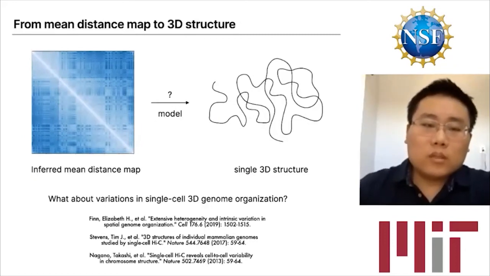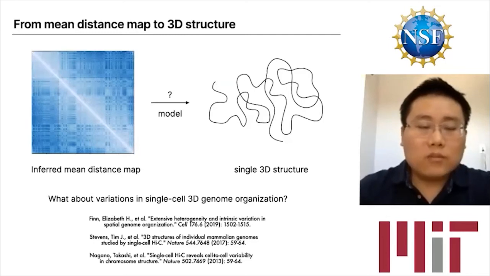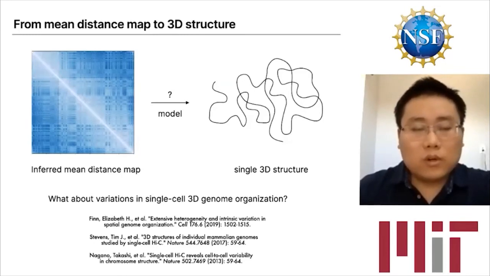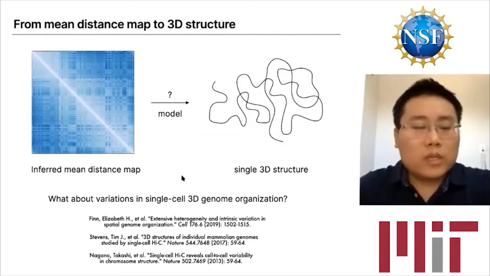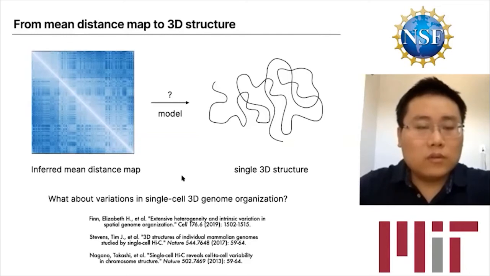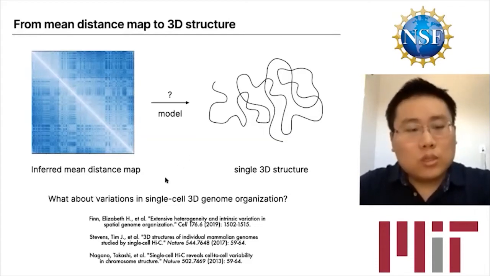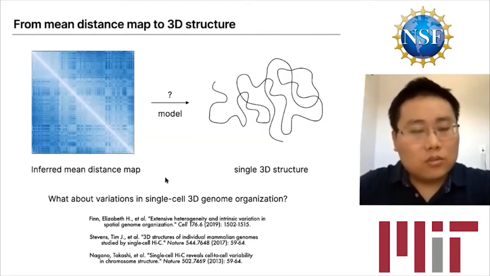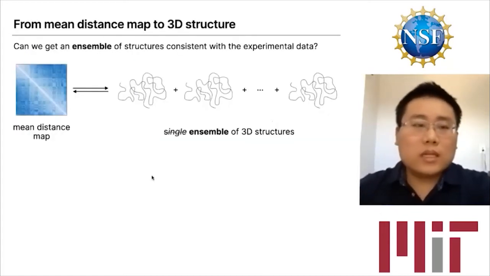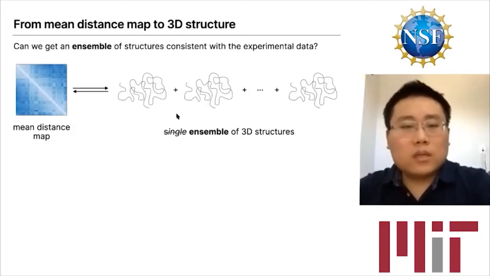So when people think about the 3D structure, people sometimes think of a unique structure. This is true for the majority of proteins, where a native structure exists. However, it has become more and more clear that the chromosome conformation does not have a unique fold. That means that if you look at the structure of a chromosome among different single cells, you will find that they are all different from each other. So our model should take this variation into consideration as well. So the question is, can we get the ensemble of structures consistent with the experiment data?